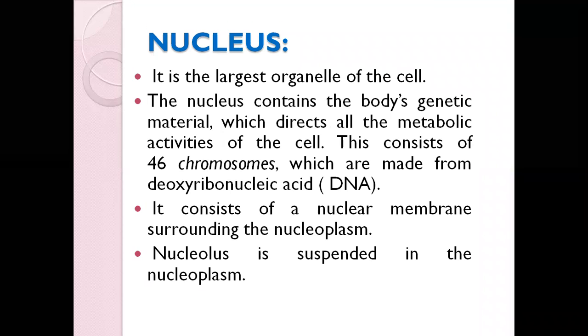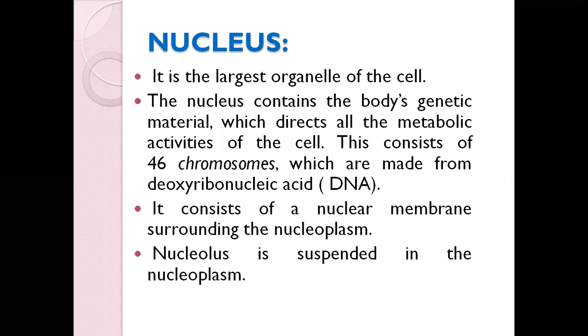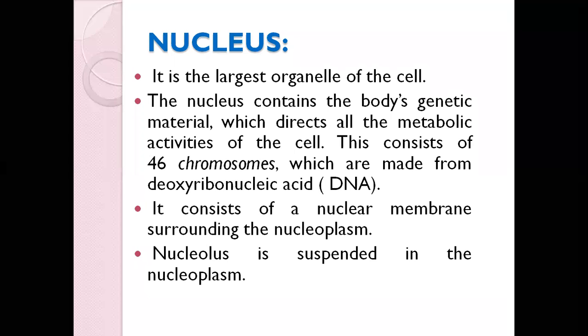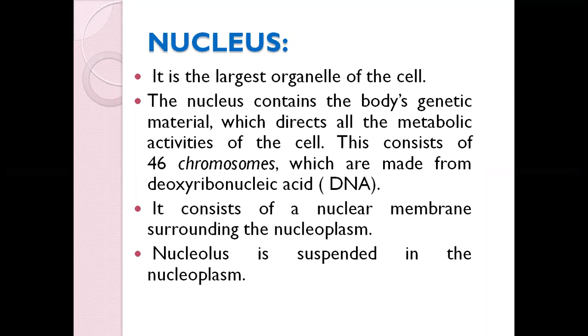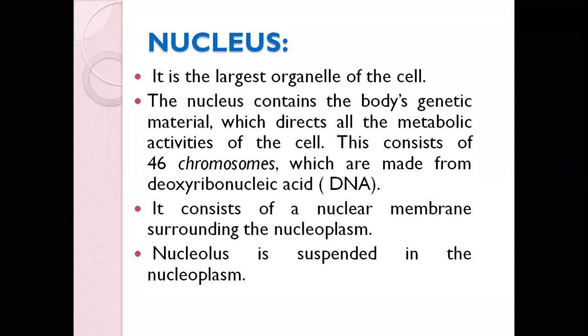The nucleus contains the body's genetic material, which directs all the metabolic activities of the cell. We have a total of 23 pairs of chromosomes, or 46 in number, and all this DNA is usually present in the nucleus. That's why the nucleus is a very important part of the cell. It consists of a nuclear membrane surrounding the nucleoplasm, and the nucleolus is suspended in the nucleoplasm.